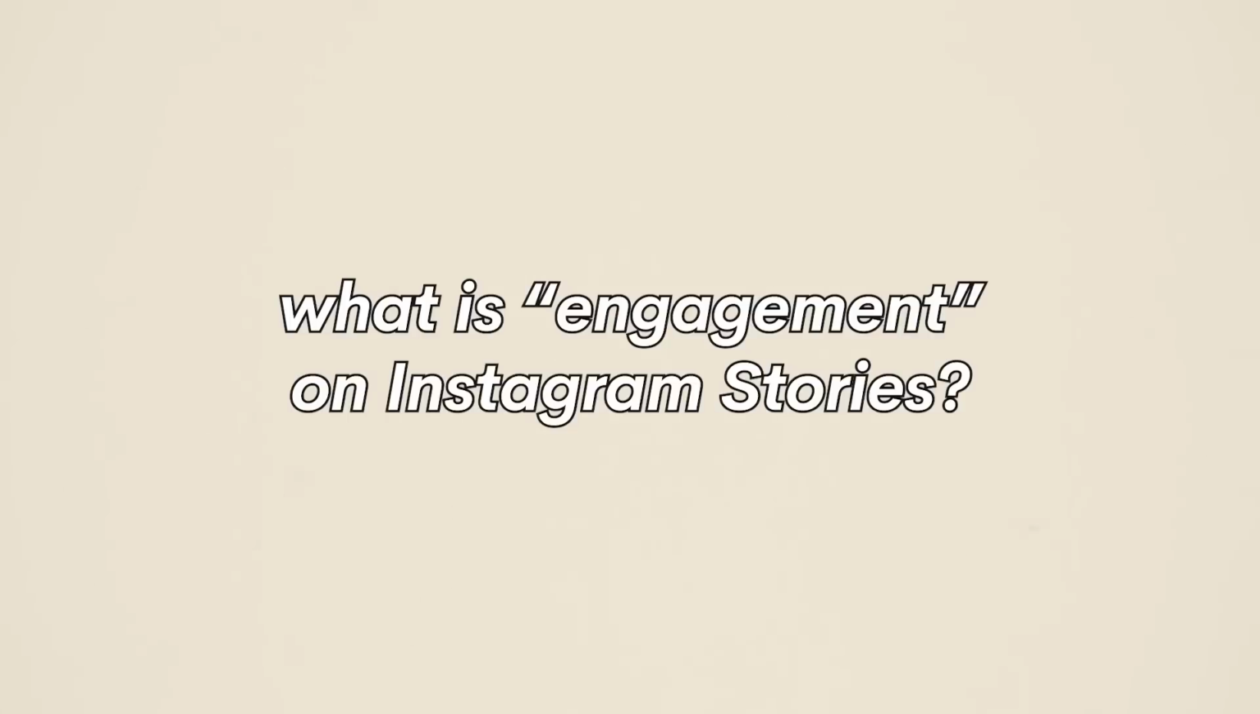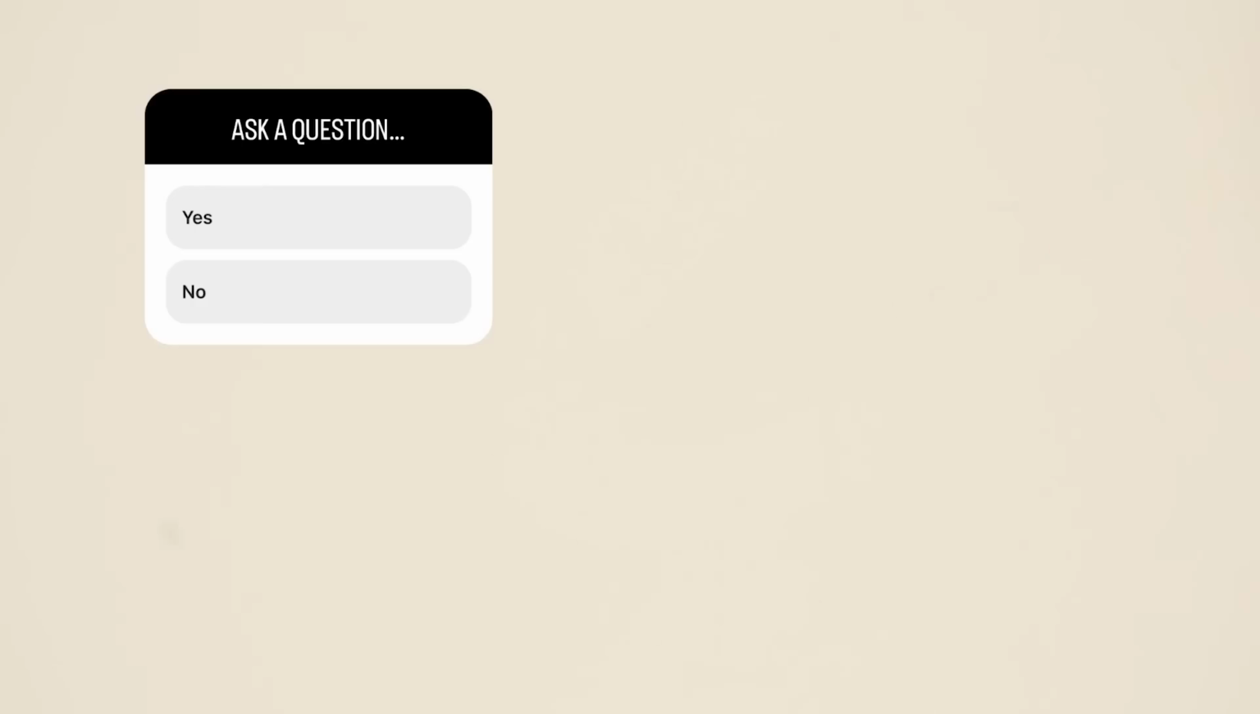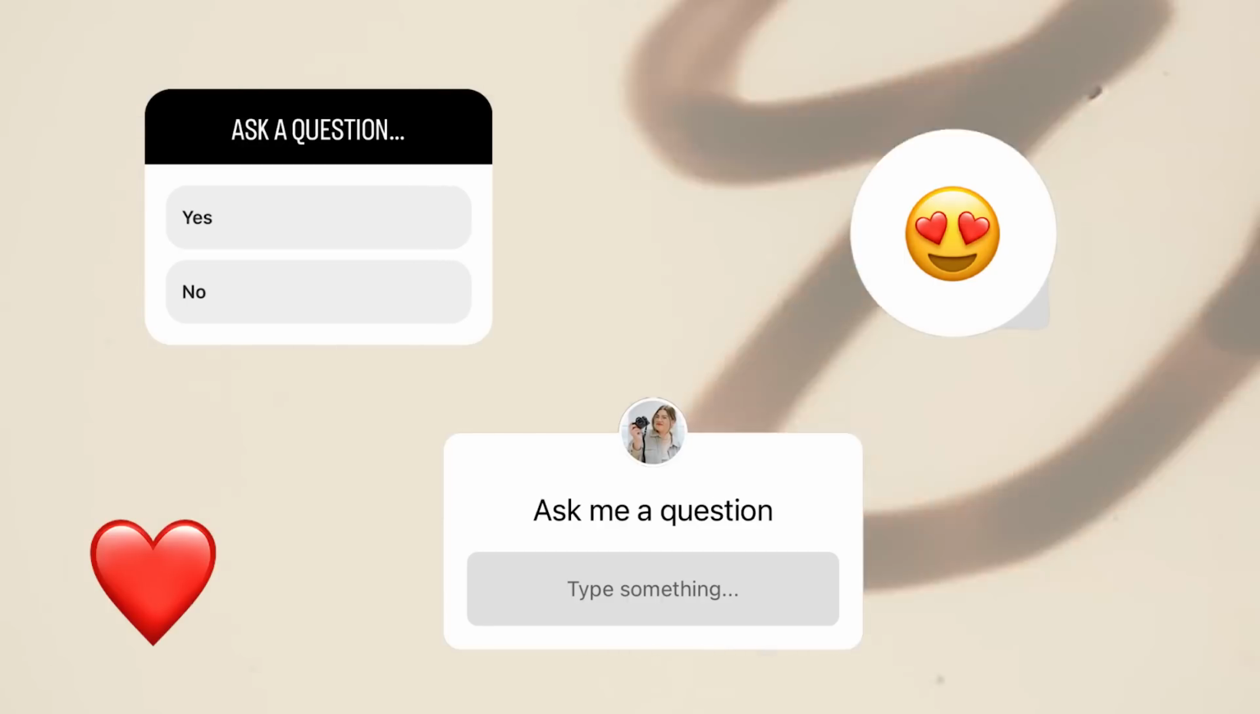Okay, so we know the stories algorithm is engagement based. It's ranked based on how much people have engaged with your content. So what constitutes engagement? Things like poll responses, sticker taps, likes, question box replies, and DM replies. Those are all things that are essentially upvotes in the engagement algorithm. Things like leaving stories or leaving the app entirely, those are kind of downvotes in the engagement algorithm.